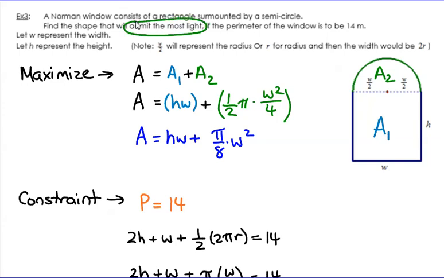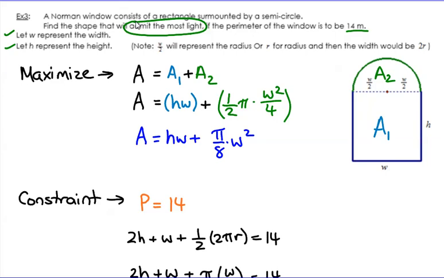Okay, so what are they trying to maximize here? Most means maximize. Allowing the most light means you want the window itself. That must mean you're talking about area. So you're trying to maximize the area here. The perimeter of the window has to be 14, so that's my constraint. Okay, so diagrams off to the right-hand side, left-hand side, they've already given us our let statements, which is great.